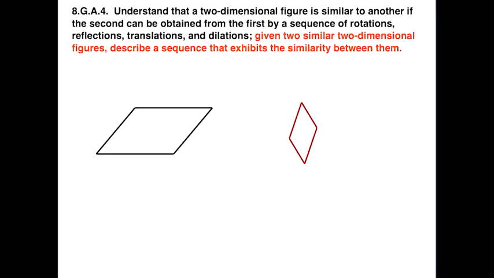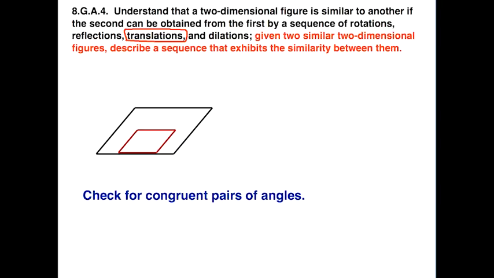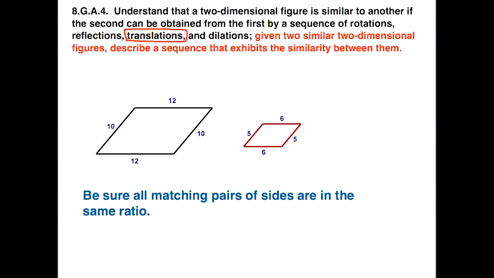Let's take this pair. Well, first of all, they're not in the same orientation. So I need to do a rotation to accomplish that. So I'll do a rotation. Now they're in the same orientation. Now I can do a translation, move this over. Now we are in a position to use a translation to check for congruency. So we move this over, that pair of angles congruent, this pair congruent, this pair congruent, and the fourth pair congruent. But again, we have to make sure that all matching pairs of sides are in the same ratio, and in this case they are. They're all in a 2-to-1 ratio.